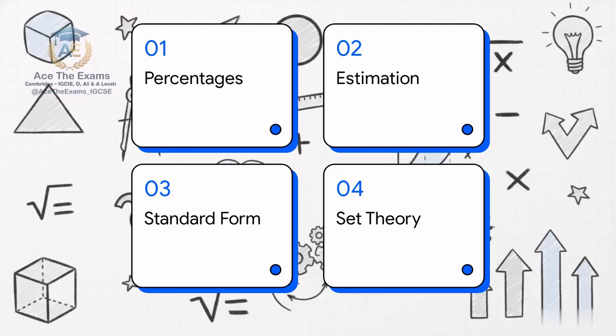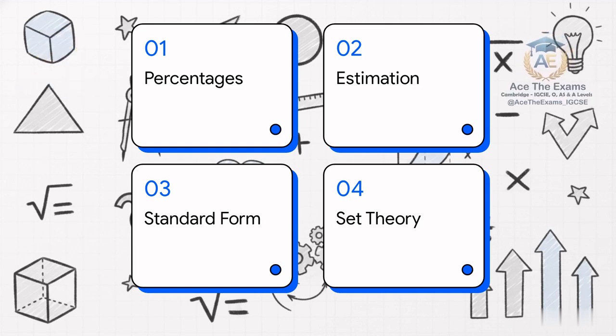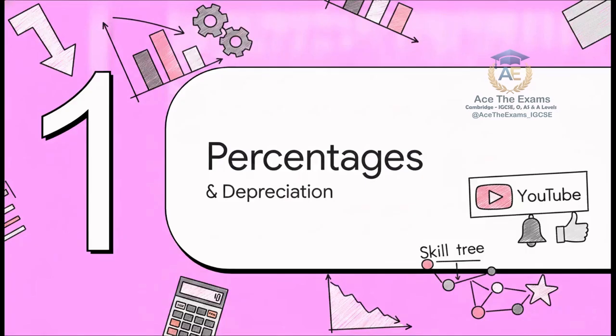To master this, we're going to climb what I call our mathematics skill tree. We'll start by tackling percentages and depreciation, move right into the art of estimation, scale things up with standard form, and finally, we'll face our final boss battle, visualizing set theory. All right, let's unlock Node 1, Mastering Percentages and Depreciation.